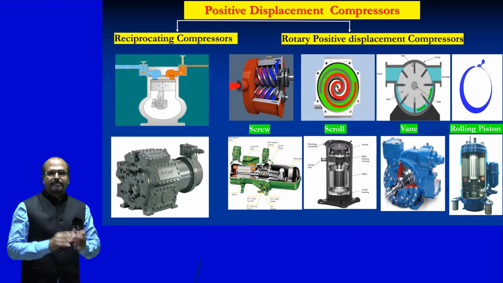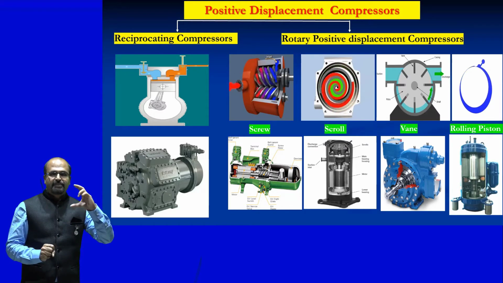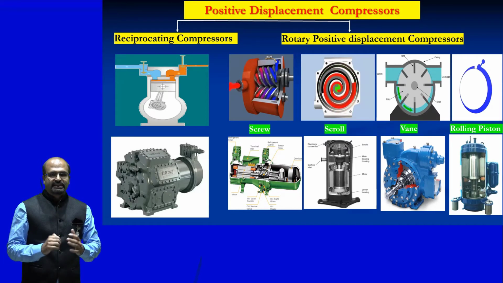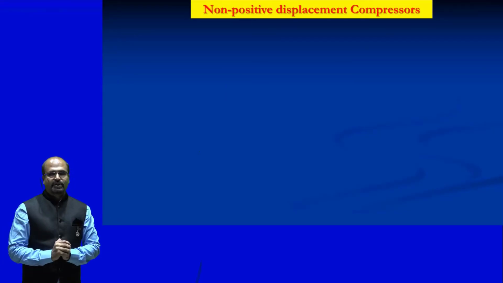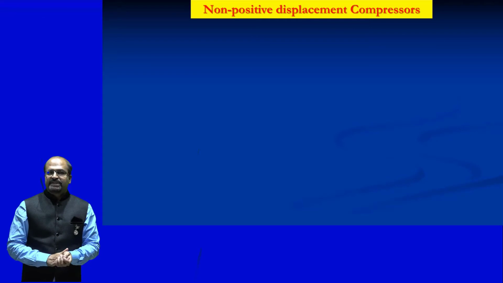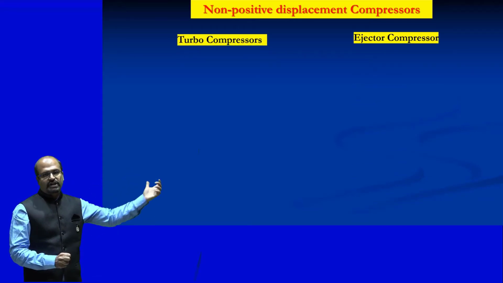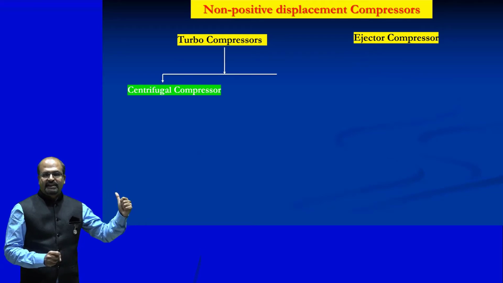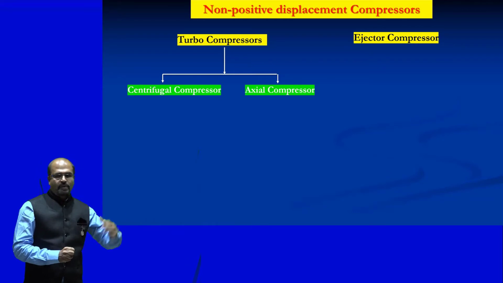Reciprocating compressors are mainly suitable for low temperature application like refrigeration, where the pressure ratio requirement is more. That's why in most of the refrigeration application you will find a positive displacement compressor. Non-positive displacement compressors are further classified into turbo compressors and ejector compressors. Turbo compressors are further classified into centrifugal compressor and axial flow compressor.